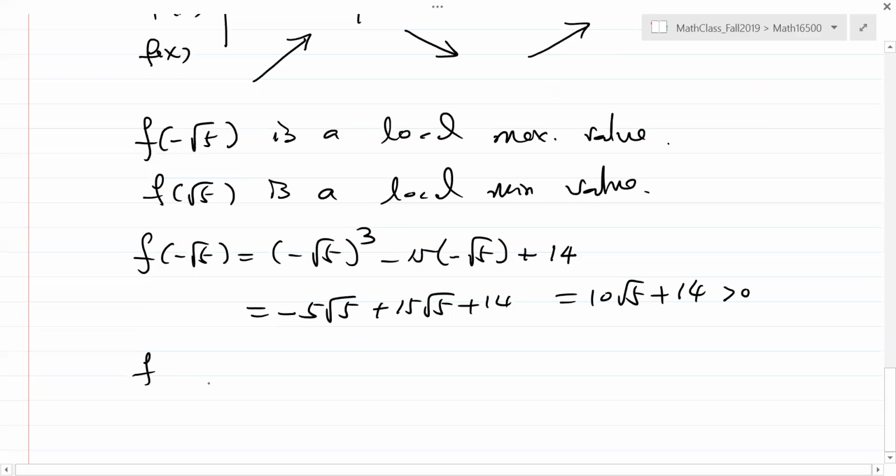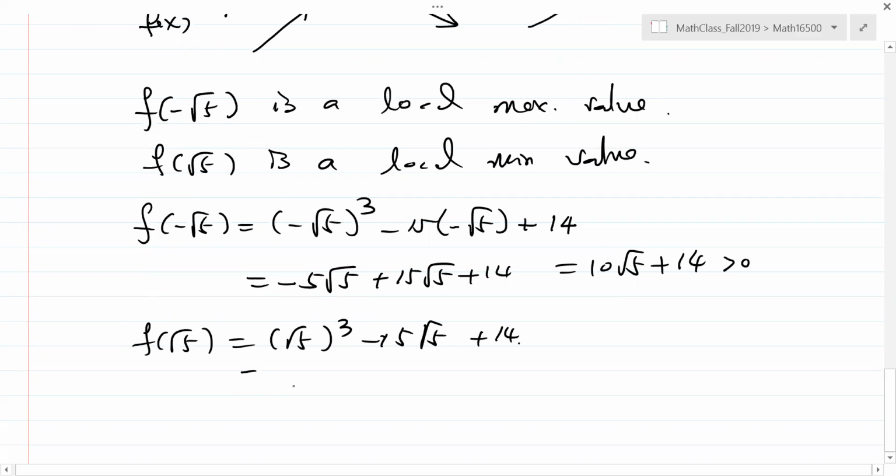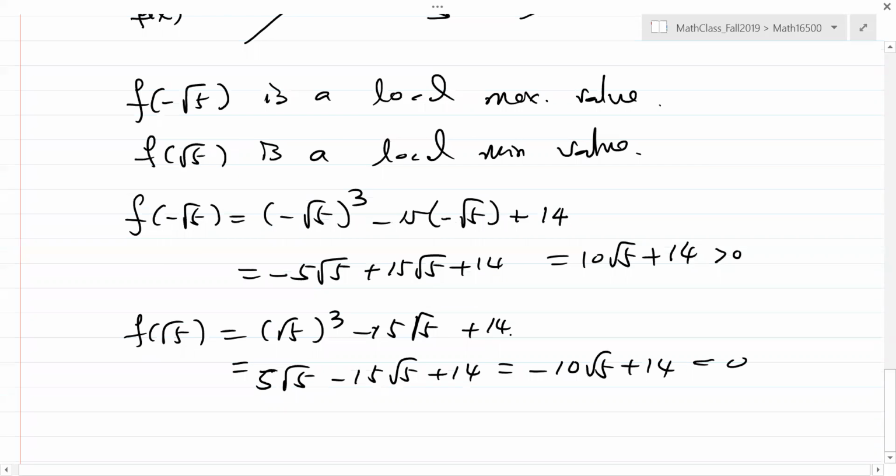And f of square root of 5 will probably be negative. It's 5 square root of 5 minus 15 square root of 5, plus 14. You get negative 10 square root of 5 plus 14. I guess this is going to be negative. Can you tell why it's negative? Because square root of 5 is larger than 2, and 2 times 10 is already 20, so negative 20 plus 14 is negative. Okay, so it's negative.